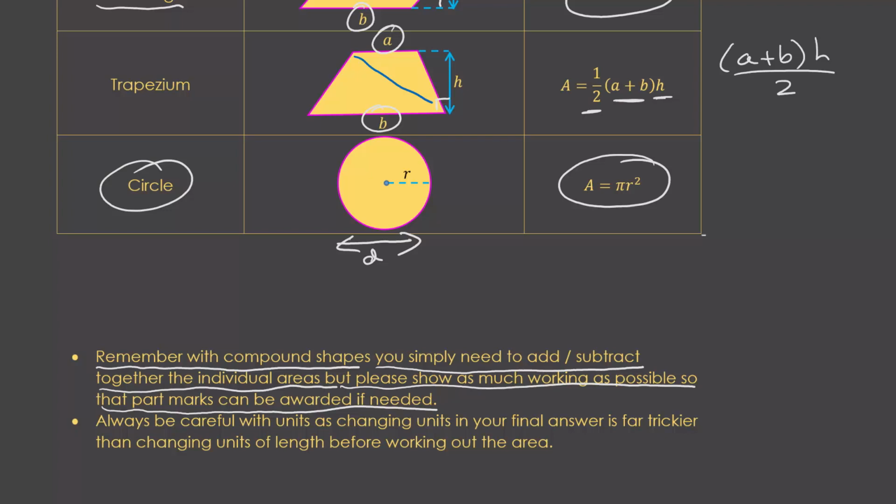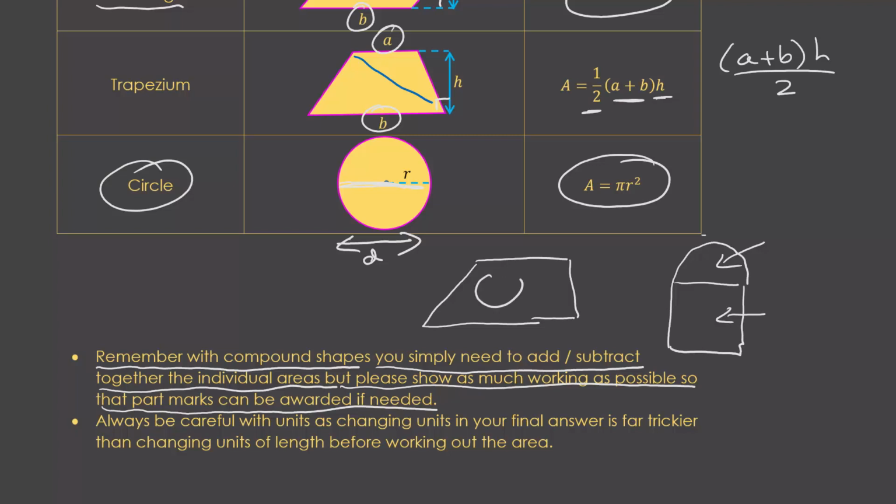So what we're talking about with composite shapes are things like when you have a rectangle with a semicircle stuck on it. You need to work out the area of the rectangle and the area of the semicircle, which of course is just half of a circle, and you add them together. Or you might have, say, a trapezium like this with, I don't know, a circle cut out of it. And then you do the area of the trapezium and you subtract the area of the circle.